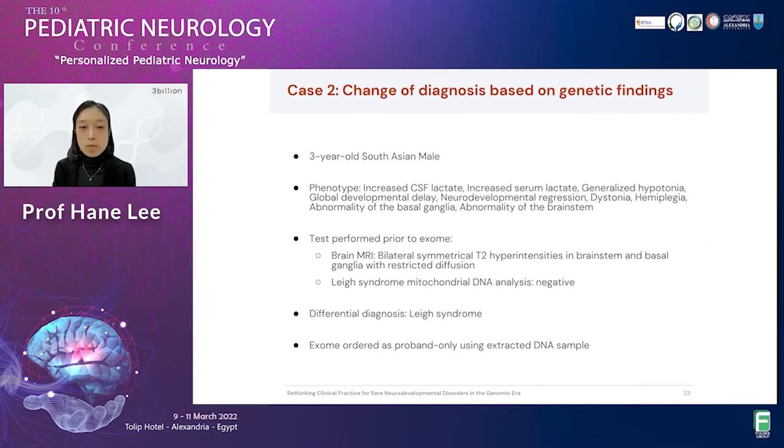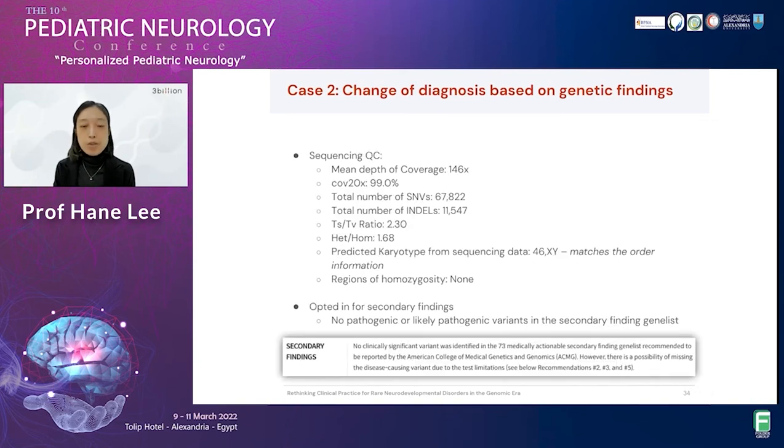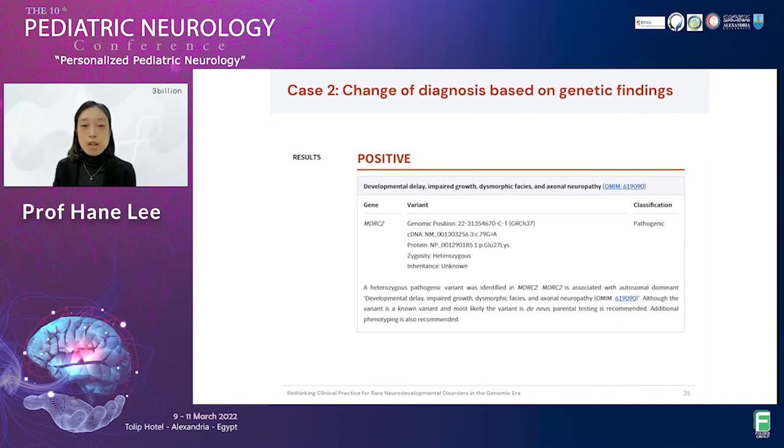Exome was ordered as a proband-only case using extracted DNA sample. QC was good, and there were no secondary findings. For this patient, we found a pathogenic variant in MORC2 gene. It was a missense variant that has been reported multiple times in other patients with overlapping phenotype. This gene is known to cause a syndromic developmental delay disorder, but not a known mitochondrial disorder.